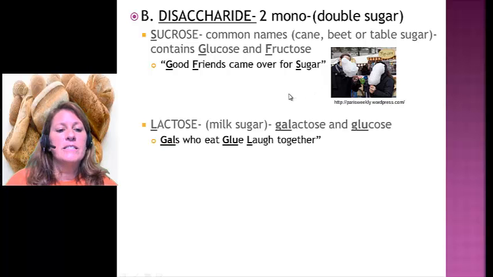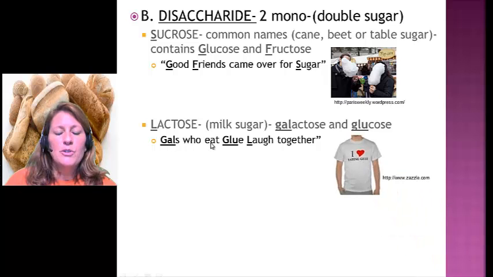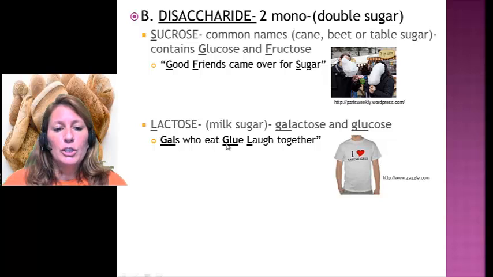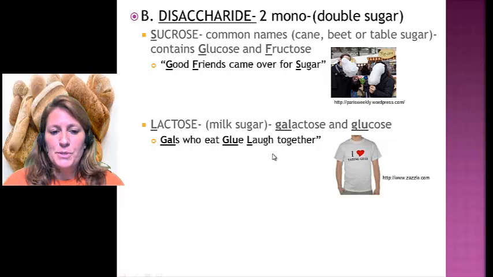Okay, another disaccharide is lactose. I'm sure you've heard of lactose intolerant. These are people that cannot digest or break down the milk sugar. And so this lactose is made up of two monosaccharides, galactose and glucose. So a little mnemonic device, gals who eat glue laugh together. I don't know if you can see this image, but this is I love eating glue. I couldn't find two girls eating glue. I did find a couple of boys eating glue, go figure. But anyway, so the gals and the glue, those are two monosaccharides, and when you put them together, when the two girls laugh, okay, that's going to make lactose.